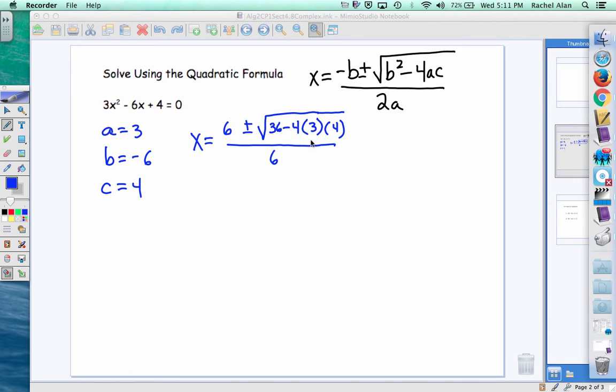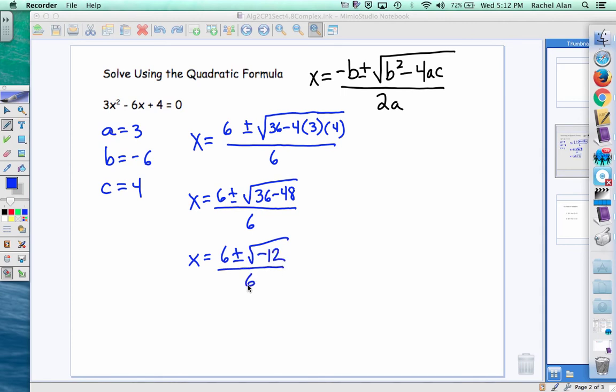So 4 times 3 times 4 is going to be 48. Okay, so I have x equals 6 plus or minus the square root of 36 minus 48, divided by 6. 36 minus 48 is negative 12. So x equals 6 plus or minus the square root of negative 12 all over 6.